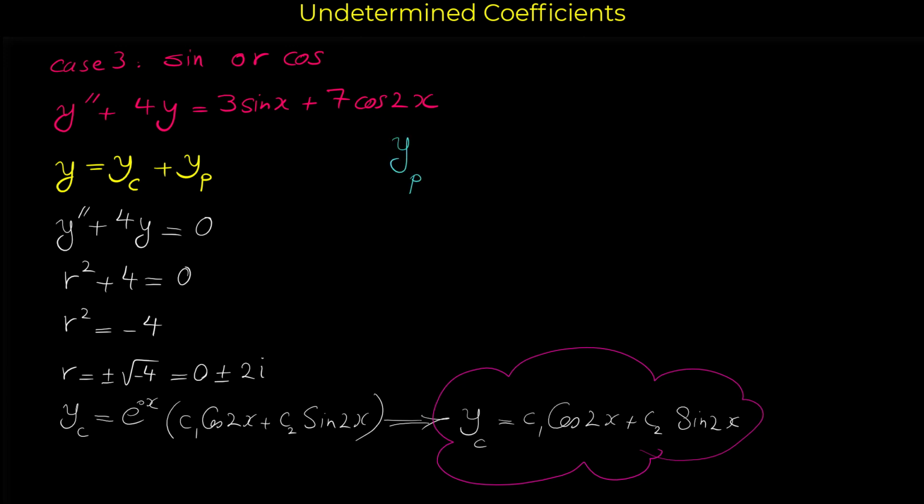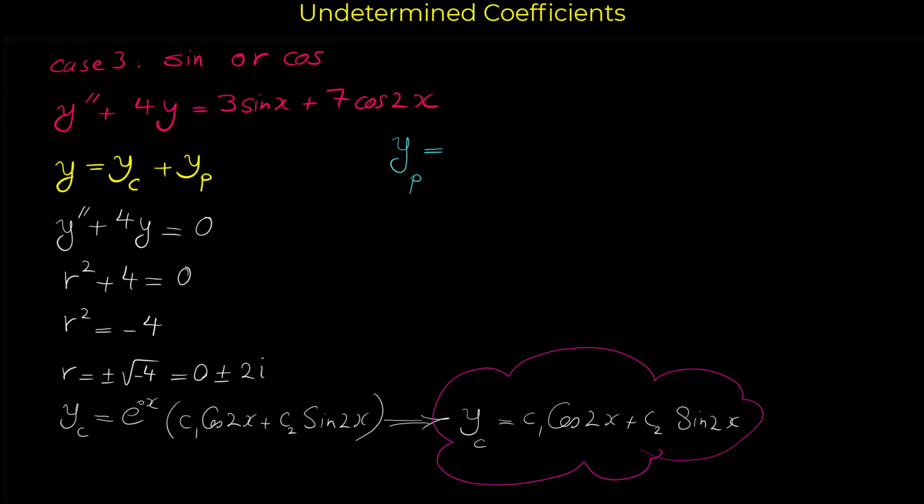The particular solution for this differential equation is actually two-part, because note that here we have 3 sine of x and 7 cosine 2x. Because the angles of the trig functions are different, one of them is x, the other one is 2x, we cannot write one function for both of them. So, for writing the particular solution, we have to consider these parts separately.